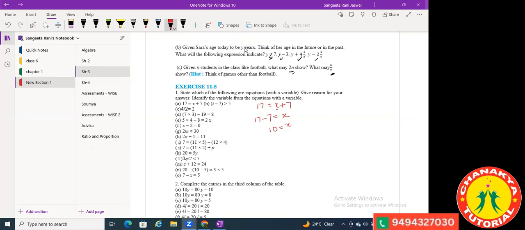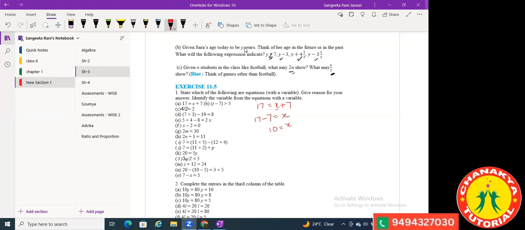Okay. Now 4 by 2. In this question, give reason for your answer. State which of the following are equations. In this question, we just have to say which are the equations and which are not the equations, and what is the reason for that.